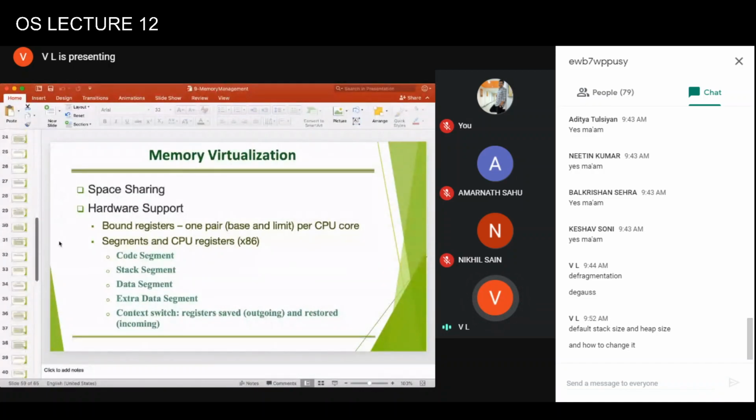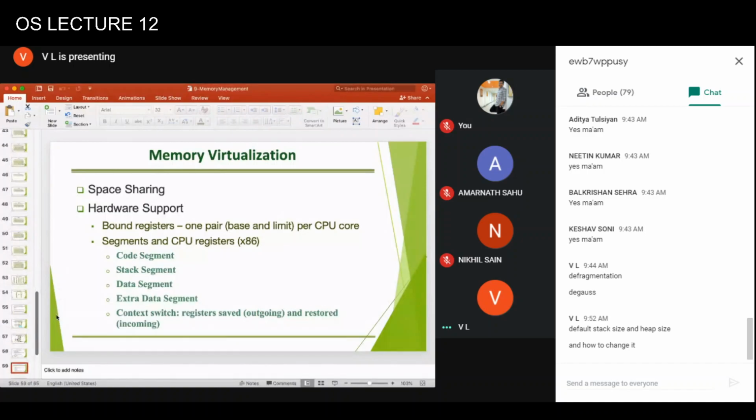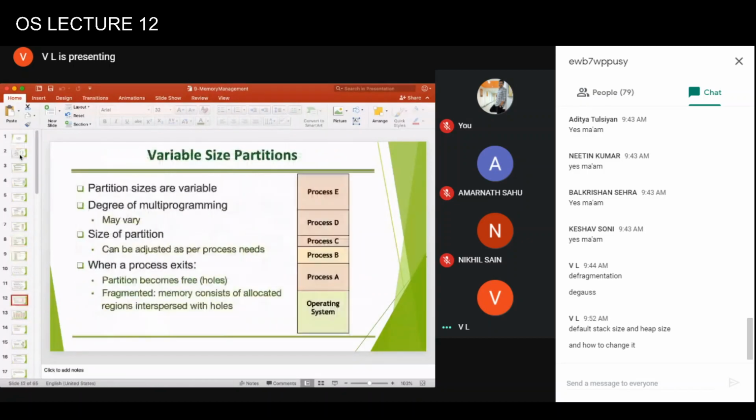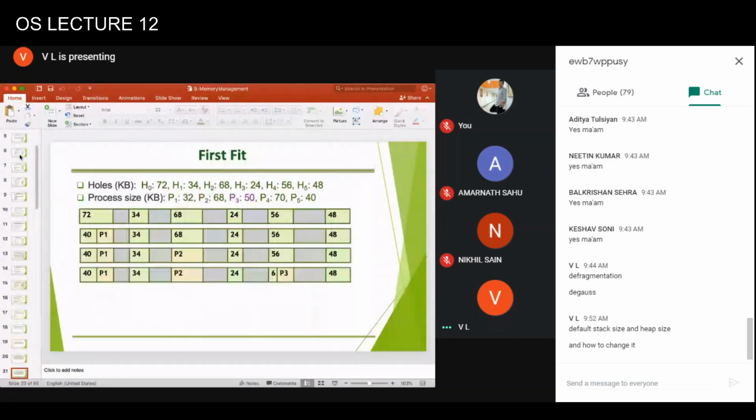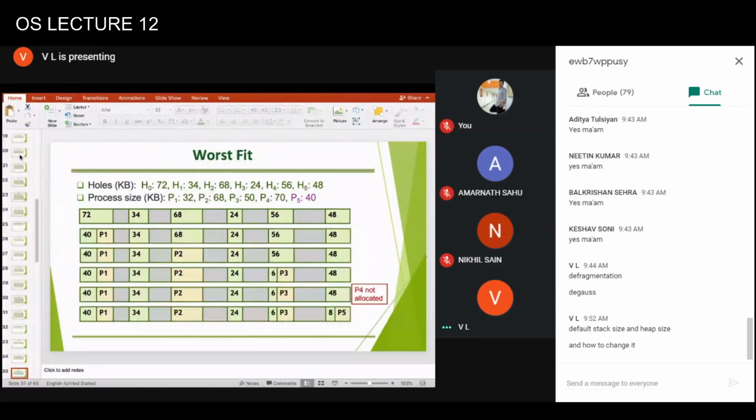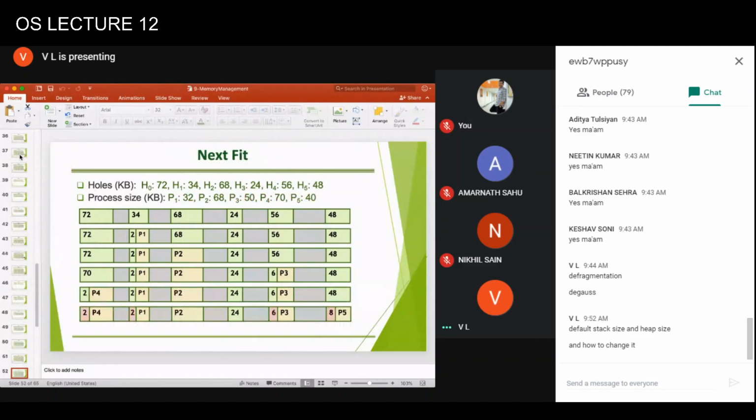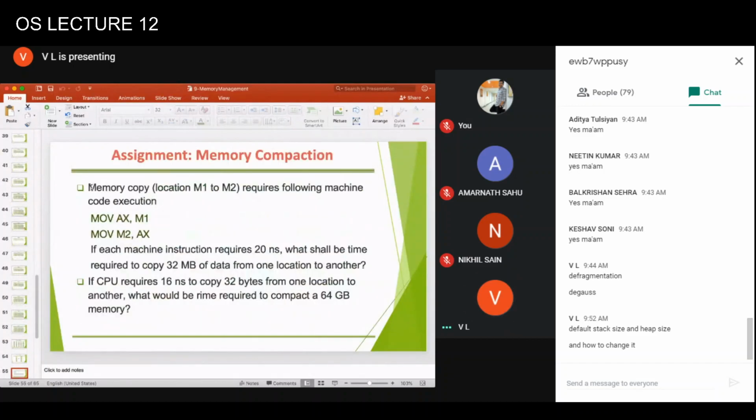There was one assignment I gave you, this memory compaction assignment. Let me change its color so that I know that this is an assignment. And I will also give you one assignment on first fit to next fit, along with these two questions. So I'll be adding these to the slides and sharing them with you. You need to go through these assignments. If there is any question, you can ask me. And we'll start from here in the next class.